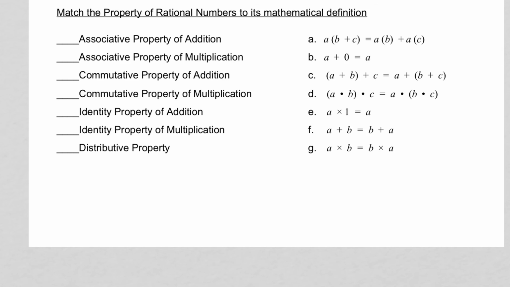So associative property of addition tells us that we can change the association, or change the way it's grouped, when you're adding. So I'm going to find the one that looks like that. Here it shows me that I can change this grouping when I'm adding, okay? And then for multiplication, it's going to look very similar to that, only we're going to be multiplying. So these two mean that you can change the groupings.